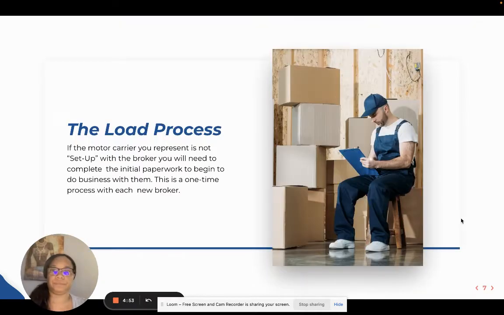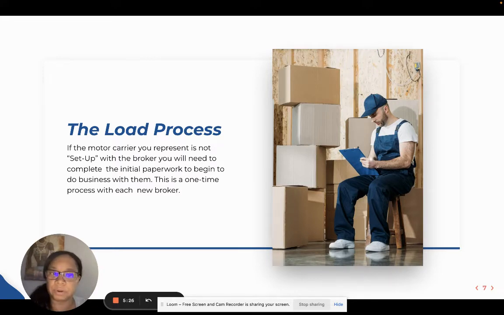Okay, the load process. If the motor carrier, meaning your truck driver, you represent is not set up with the broker, basically the broker is going to ask you for paperwork for your carrier, right? So you will need to complete the initial paperwork to begin to do business with them. This is a one-time process with each new broker. So when you go on that load board, there are brokers posting loads for your carrier so that he can have freight to move.